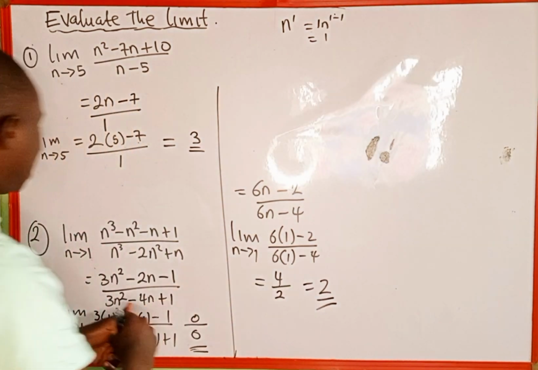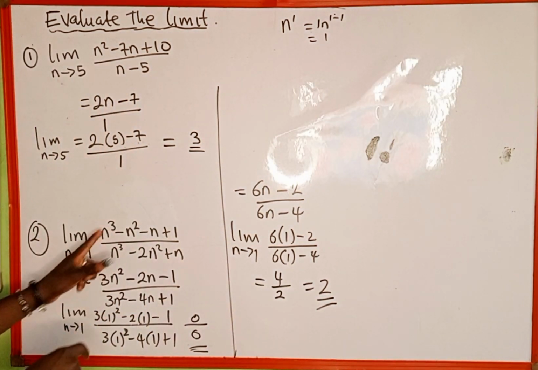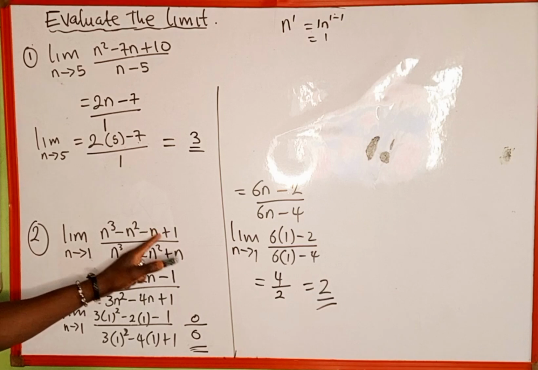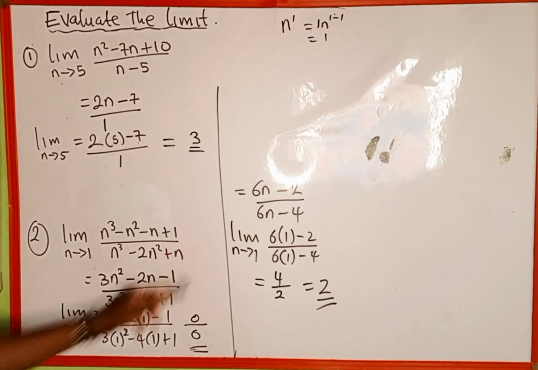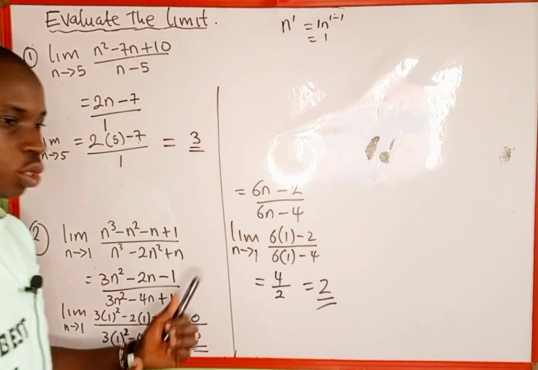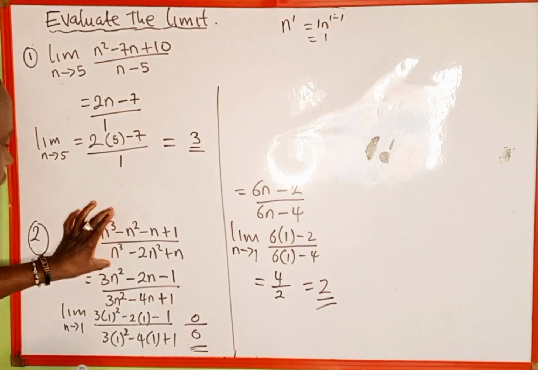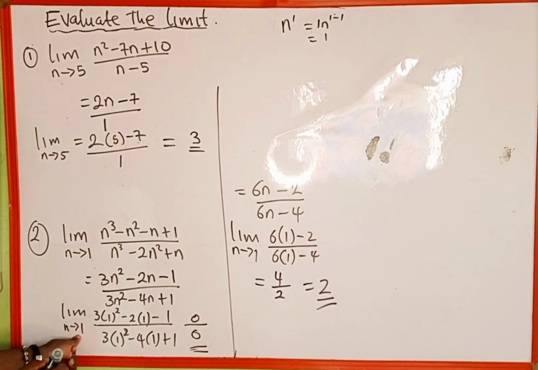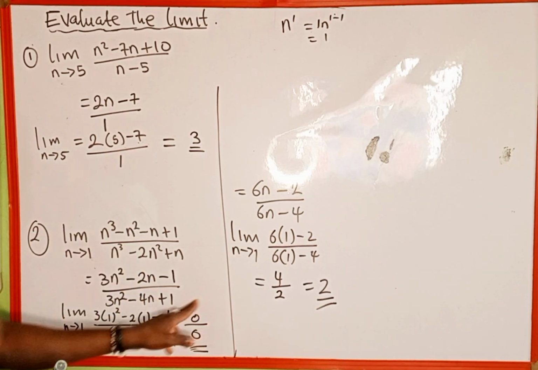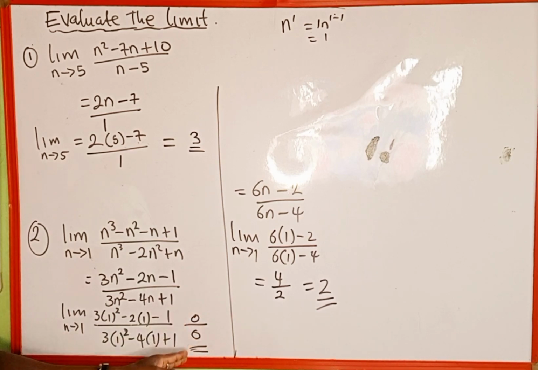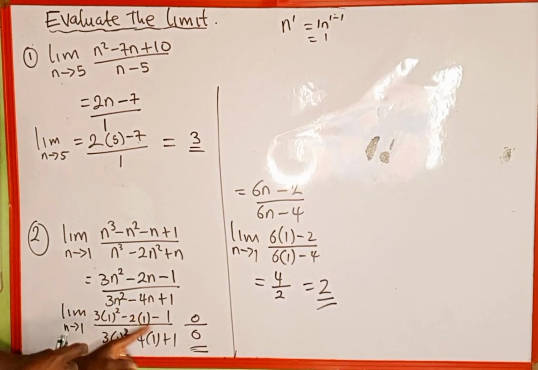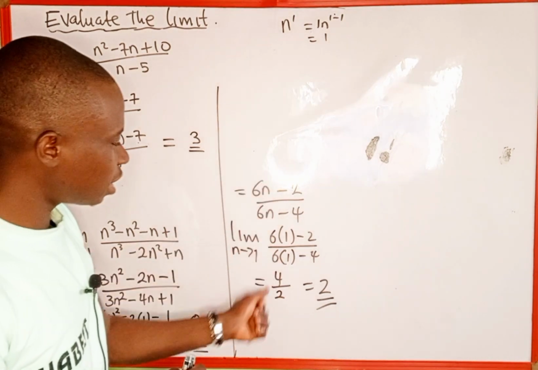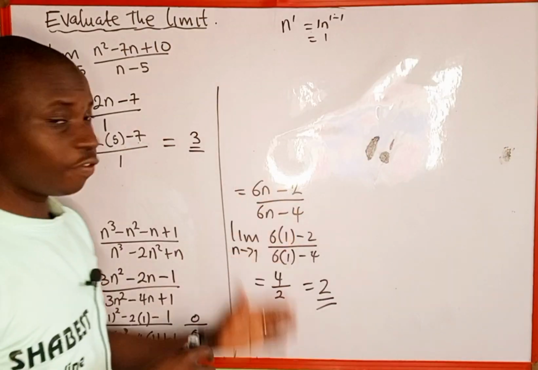So therefore, the limit as n approaches 1 of n to power 3 minus n squared minus n plus 1 over n cubed minus 2n squared plus n goes to 2. So what do you notice here? At the first derivative, when you substitute your limit as n approaches any number and you still arrive at undefined, you still differentiate again a second time. For instance, in case this arrives at 0 over 0, you still differentiate again.